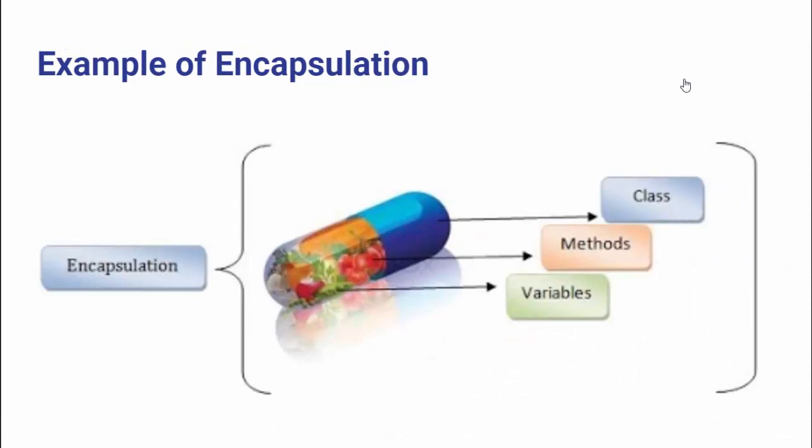Now let's see an example of encapsulation. Let's see, we have this capsule, and inside this capsule we have variables. These variables represent data, and then we have methods, and then at the outside we have a class. So to access the variables, first we need to create the object of the class, then we need to get the help of the methods to access the variables. This is called hiding the sensitive data. No one can directly access the variables of our class because we are using the concept of encapsulation.